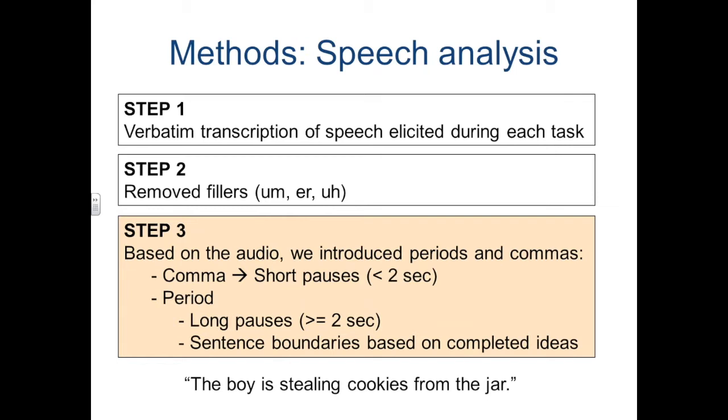So a comma was anything that was a short pause, and we defined this arbitrarily as less than 2 seconds. Other studies had done this, and so we followed that rule. Less than 2 seconds was entered into the transcription as a comma. And then periods were used for anything that was longer than 2 seconds, or, as other studies have done before, whenever the person working with the transcription felt that there was a sentence boundary based on a finished or completed idea or a finished clause. So if the patient had changed to a completely different aspect of the picture, then it was fair to give that a full stop and make that a sentence.